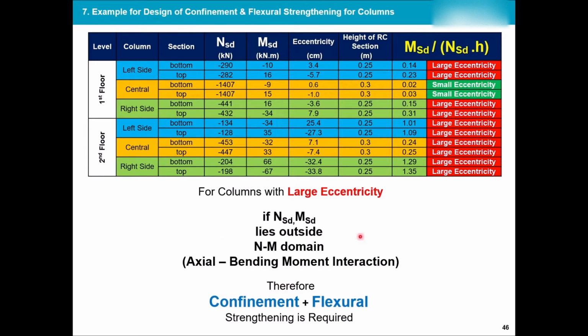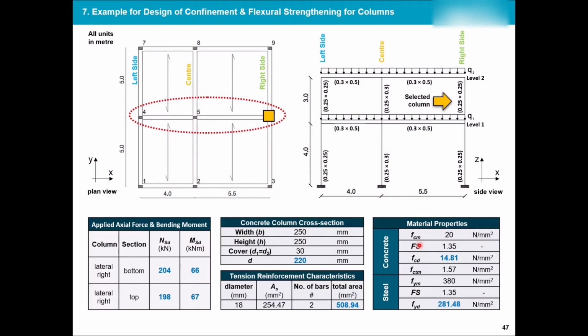What is this extra bit that we're calculating? It is just to make sure that we have large eccentricity. So we don't just trust the ACI formulation, we actually calculate the NM domain. We will get back to this NM domain, the actual force bending moment interaction, in a few minutes.